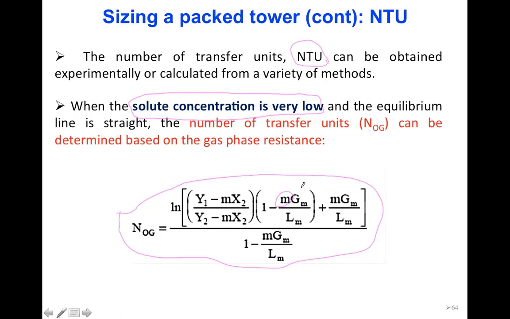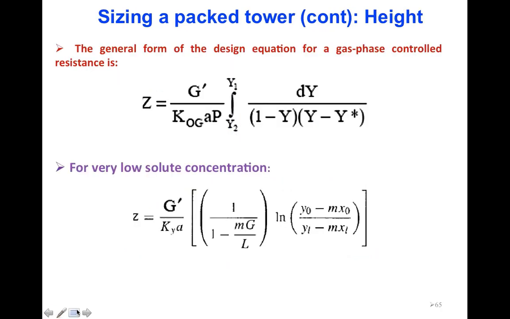Gm is the mass flow rate of the gas phase. L is the mass flow rate of the liquid phase. So you will have all this information here. You just plug it in and you will find the number of transfer units, here based on the gas phase. Next.